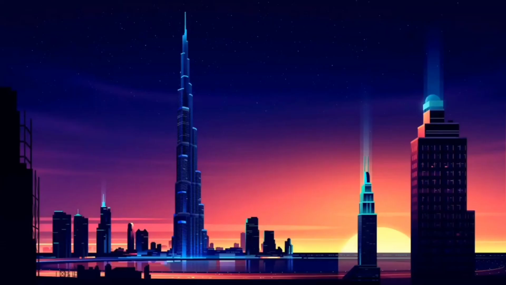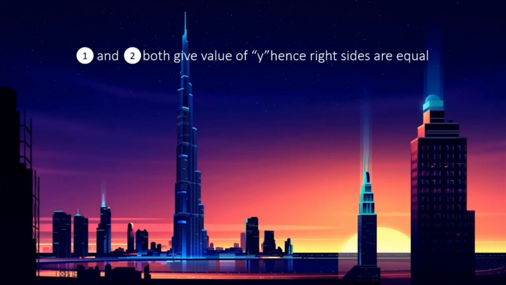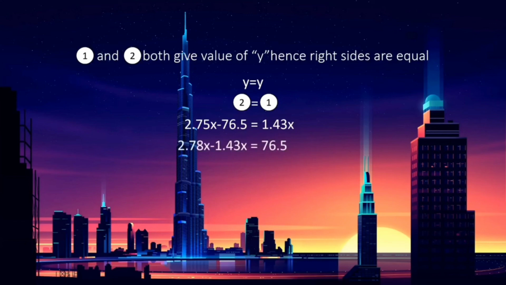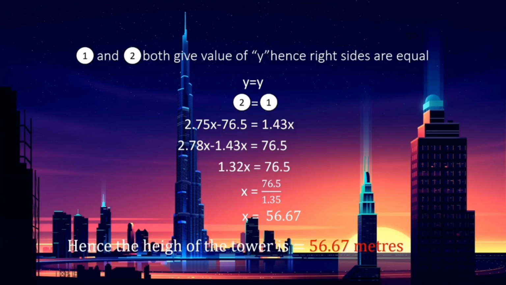Thank you. Thanks to both of them, now we can solve the equation. Equations 1 and 2 both give the value of y, so the right sides are equal. We replace the y in the equation. After that, we move the terms with x to the left and the terms without x to the right. After that, we simplify it and we will get x equals 56.67. So that means the height of the tower is 56.67 meters. Now we head to the next question.